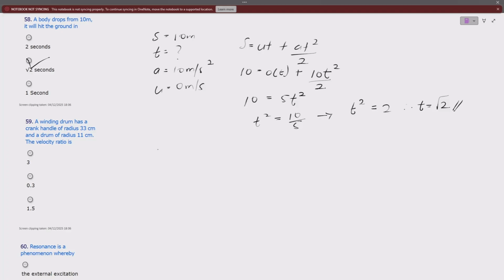Number 59. A winding drum has a crank handle of radius 33 centimeters and a drum of radius 11 centimeters. What is the velocity ratio? The velocity ratio here equals effort distance dE over load distance. And you have been given the effort distance to be 33 and the load distance to be 11. 33 divided by 11. That is going to give you 3.